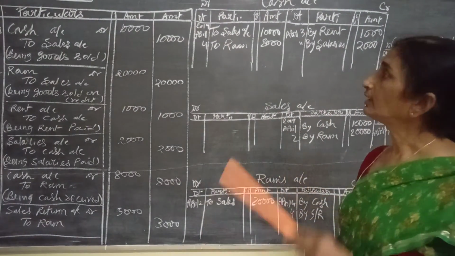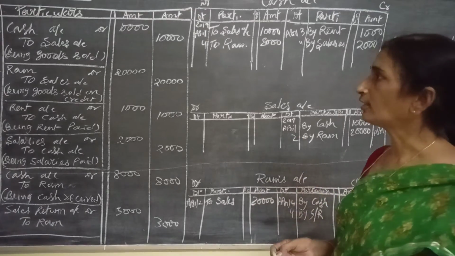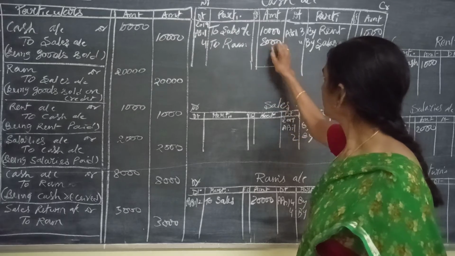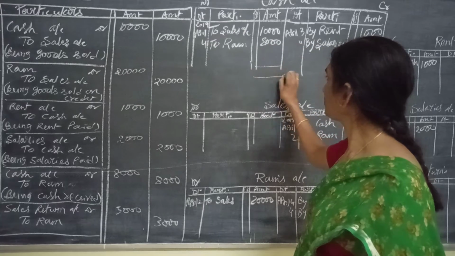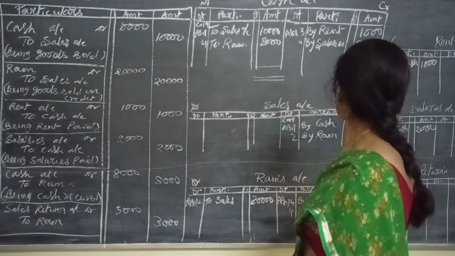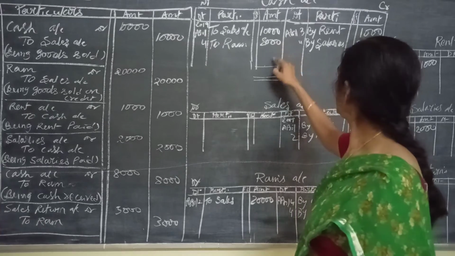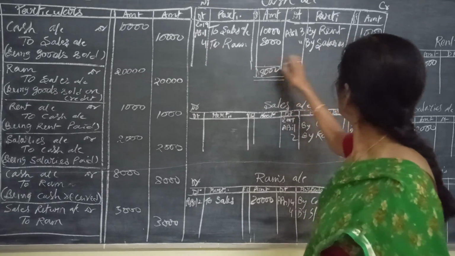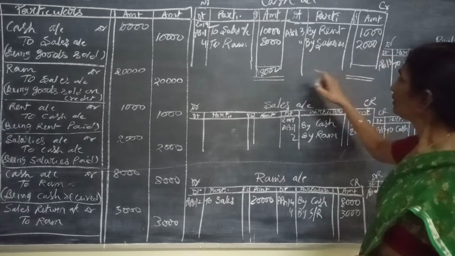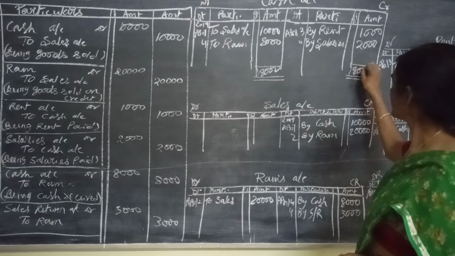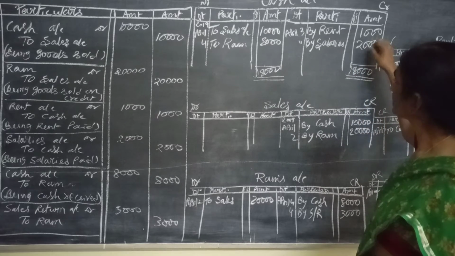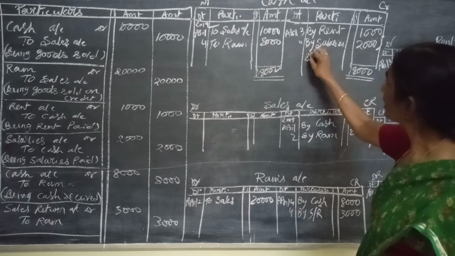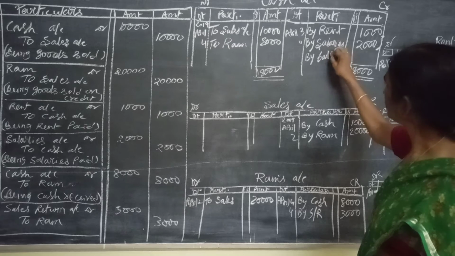Now let us see the balancing. How to balance the accounts? First of all, let us see the cash account balance. After the last transaction, leaving one line, total up both sides. This side is 18,000 and here 3,000. The highest total is written on both sides, and the difference between the highest total and the lowest total is written as by balance carried down.